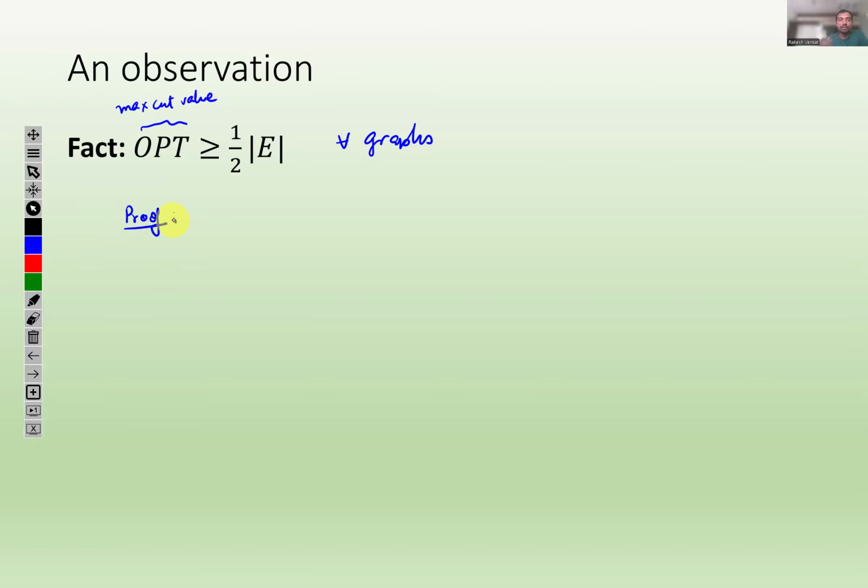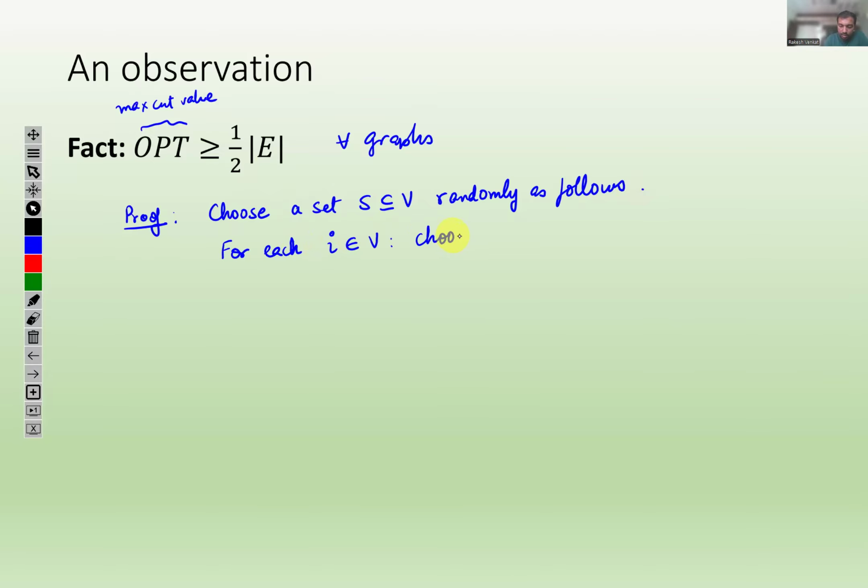So how do I pick this S? Let me choose S randomly. So I do this irrespective of the input graph. That's why it's kind of a trivial algorithm. For each i in the vertex set, choose i to be in S with probability half, and do this independently. So for every vertex i, you toss a fair coin, and if it turns up heads, you include it in the set S.